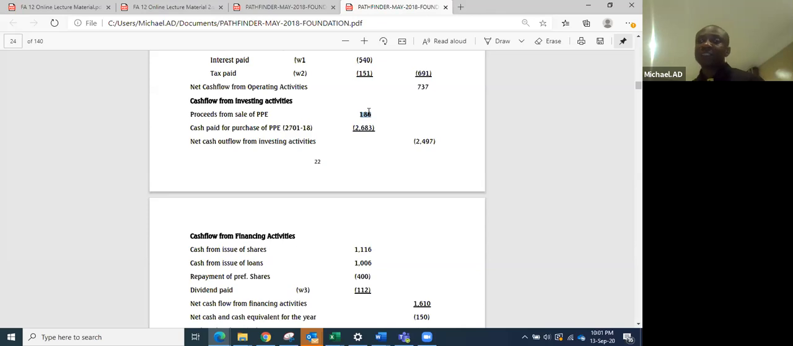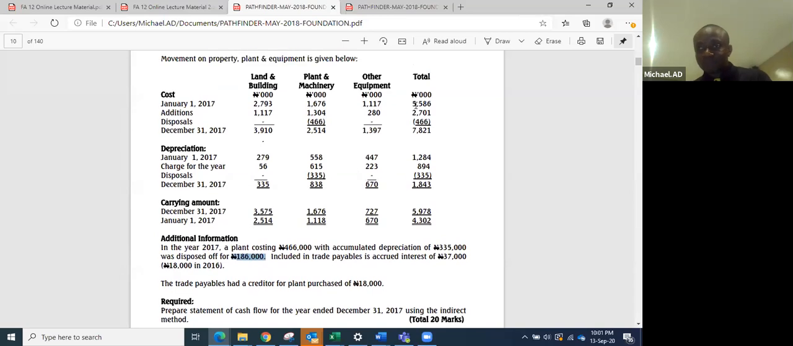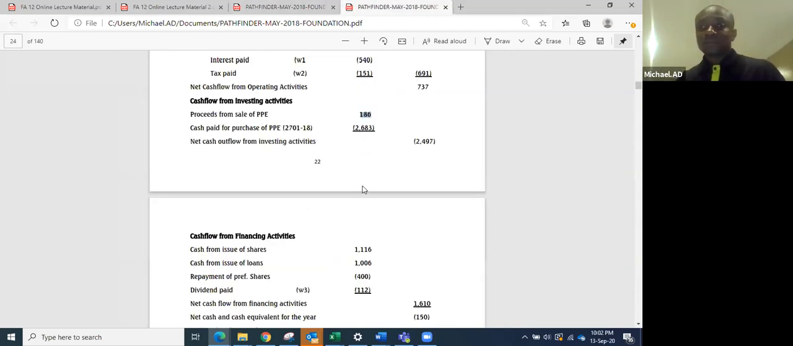Cash paid for purchases. Now, let's look at it. Did you buy any assets? So in the beginning, we have this 586. We have additions of 2,701. It means that we paid for additional assets. So we bought additional assets, meaning money goes out. And when money goes out, you are minusing. So you are spending your money, 2,701 naira.